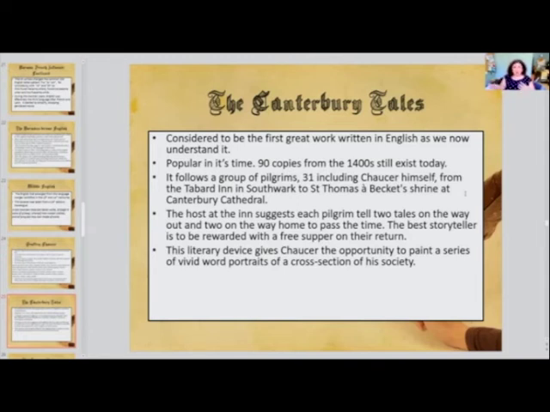That was a typical narrative trick at the time. The author would be with this group of people, so he had a reason why he was writing this all down. And basically the host at an inn challenges these folks who are on their way to Thomas Becket's shrine at Canterbury to tell two stories on the way out and two stories on the way back, and whoever tells the best story, he'll give them a free dinner.